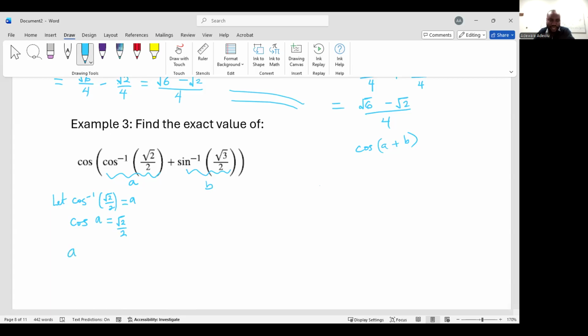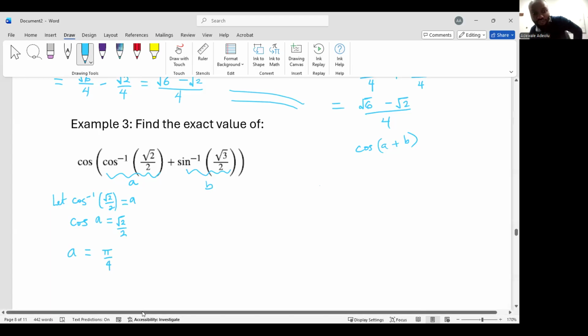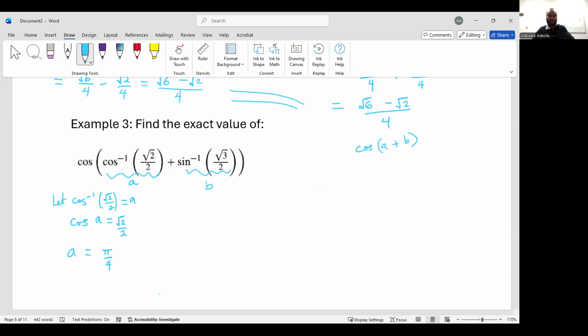Well, it turns out that A is pi over 4. Remember the restricted domain for cosine, which is between 0 and pi. So that is where I can have pi over 4, right?